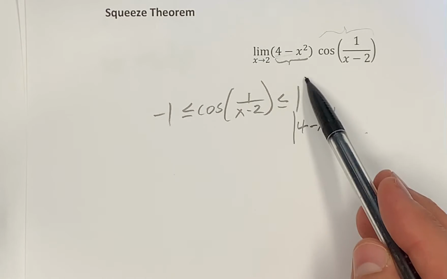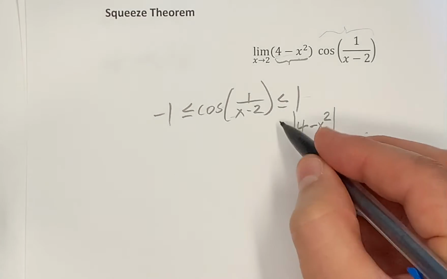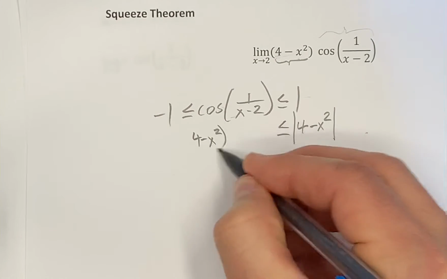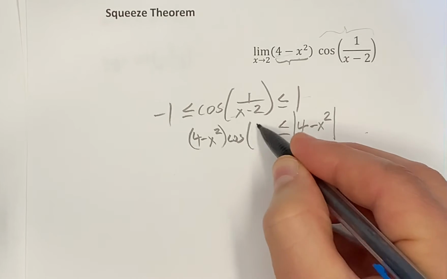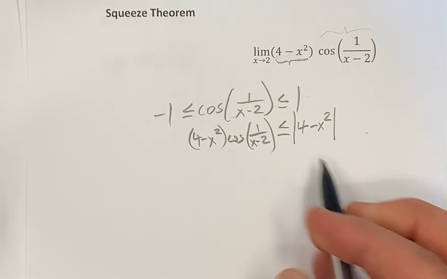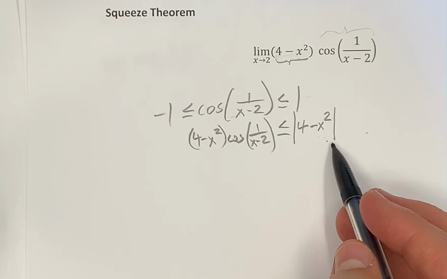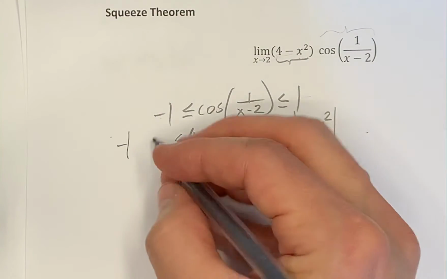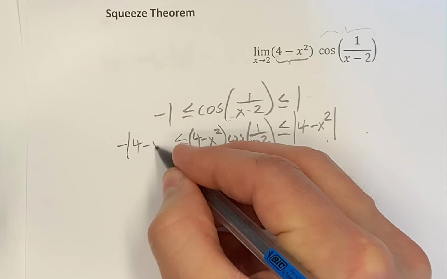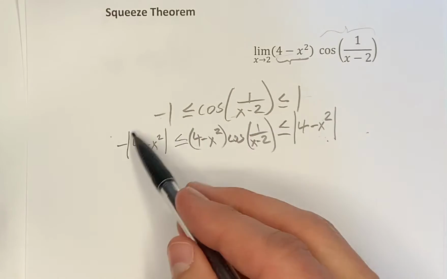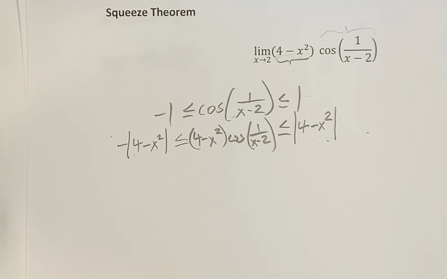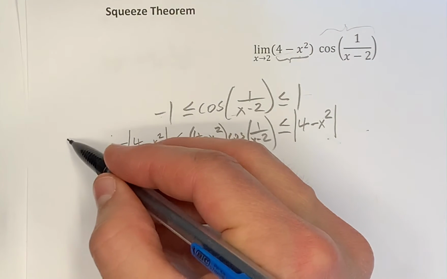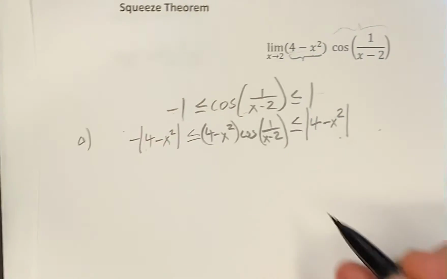If this is always less than or equal to 1, then 4 minus x squared times that must always be less than or equal to the absolute value of 4 minus x squared. And what about negative? Well, negative absolute value of 4 minus x squared, right? That's negative 1 times that. So I've multiplied all the way through by that. This thing's stuck between those two things. So this is requirement A of the squeeze theorem.